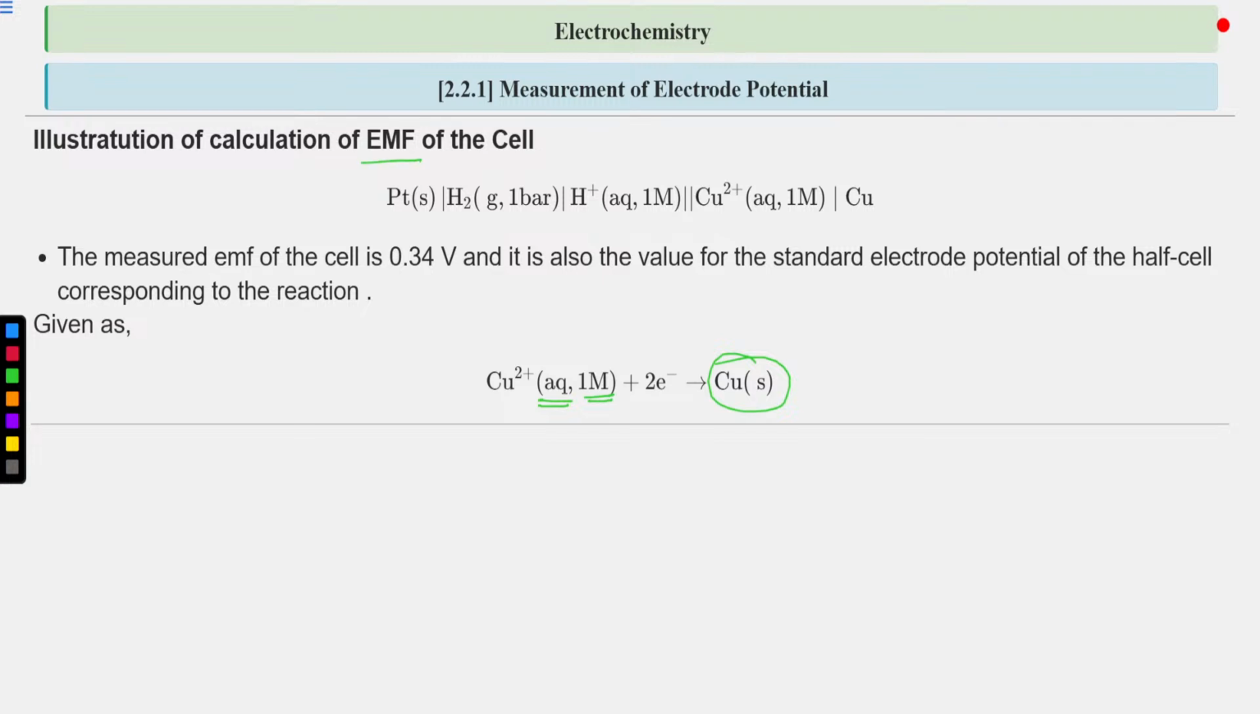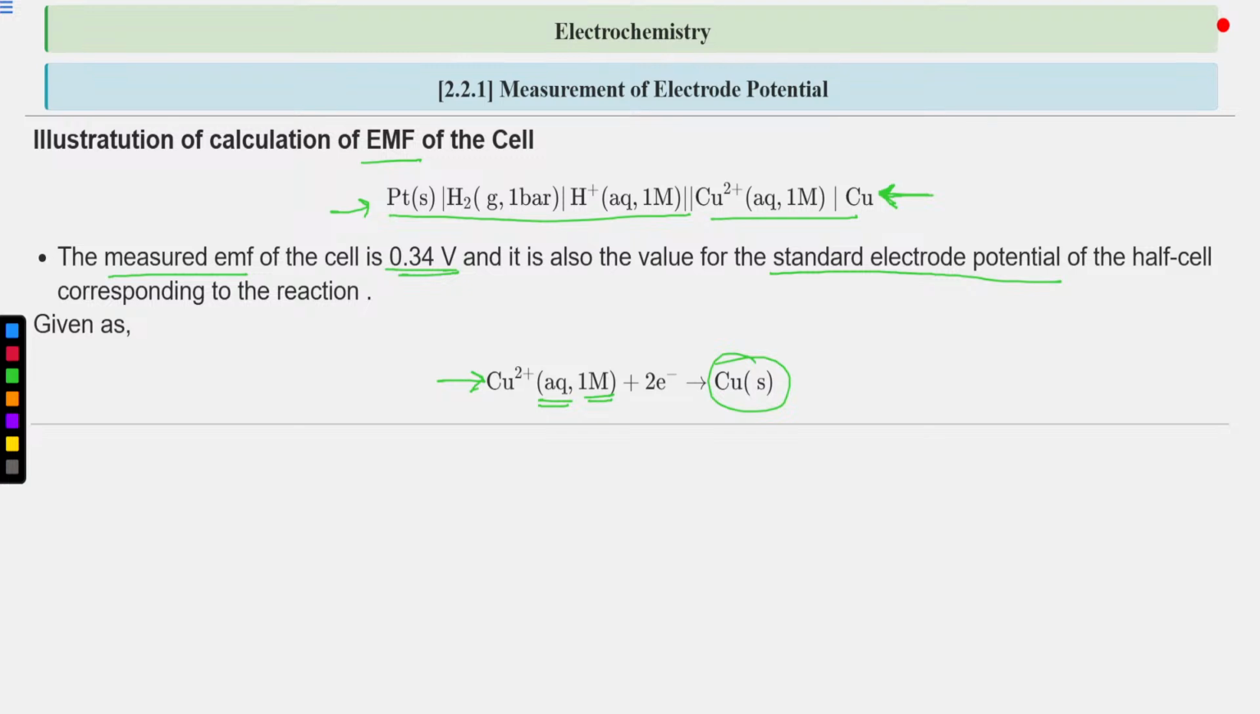what we said is how we are going to illustrate how you can calculate the EMF of the cell using the SHE. Now we have a cell representation in which the left half cell is SHE and the right half cell is for copper, right? So the measured EMF for this given cell is 0.34 volt, which is positive, and it is also the value for the standard electrode potential of the half cell corresponding to the reaction Cu2+ plus 2 electrons, giving us Cu, because the copper half cell is our right half cell in our cell representation.